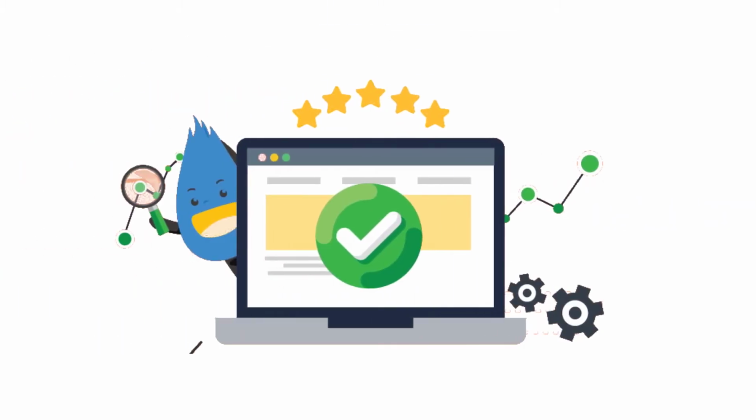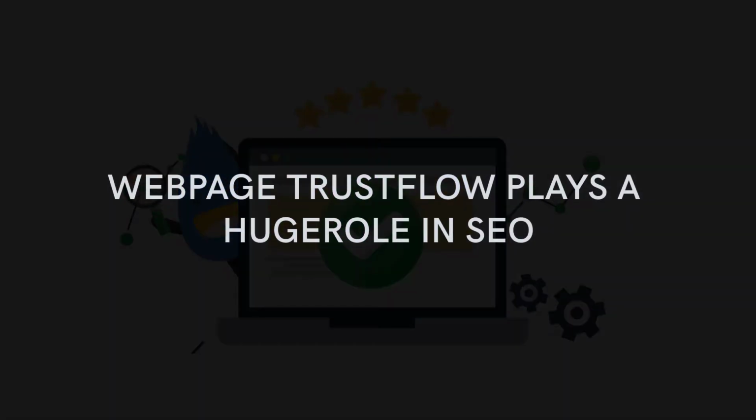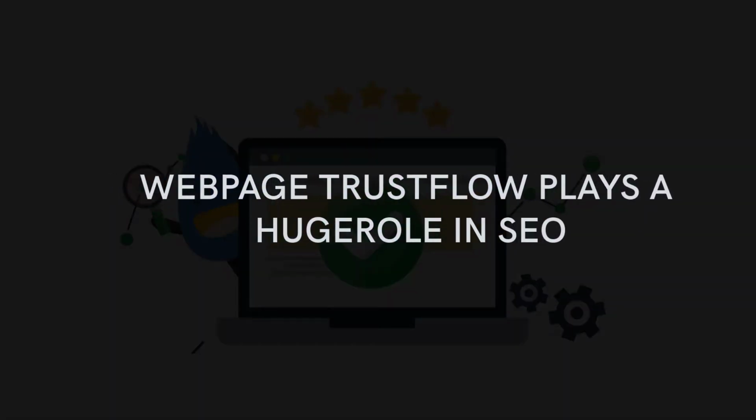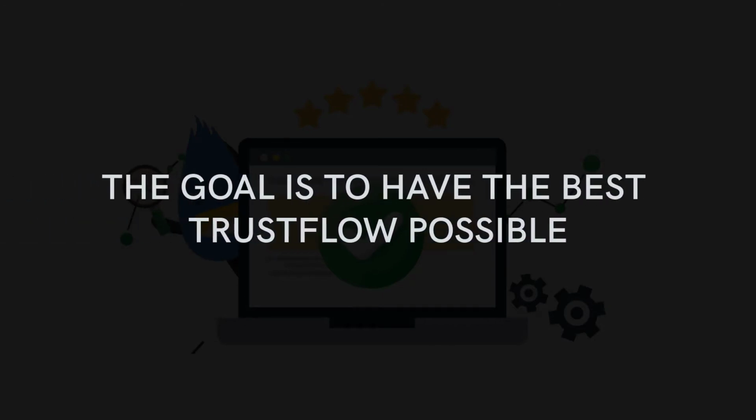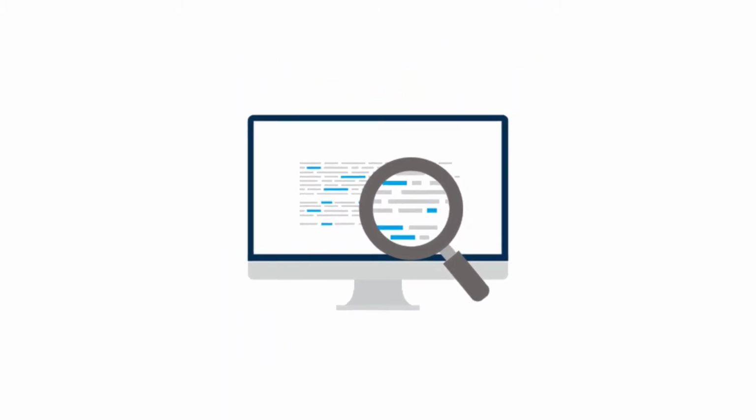This is another crucial metric evaluated by search engines. A web page's trust flow plays a huge role in SEO. The goal is to have the best trust flow possible. Similar to the authority metric, a trust flow score is between 0 to 100. It is usually based on your website's quality. This refers to the importance of your web page based on the search query.